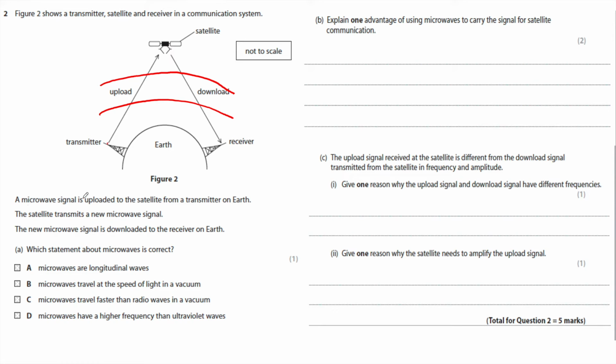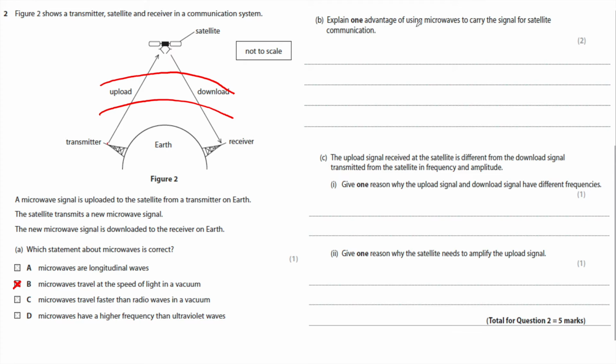So a microwave signal is uploaded to the satellite from a transmitter on Earth. The satellite transmits a new microwave signal. The new microwave signal is downloaded to the receiver on Earth. Which statement about microwaves is correct? Well, microwaves are transverse, not longitudinal, so that's wrong. Microwaves travel at the speed of light in a vacuum. They do because they're electromagnetic waves. All of them travel at the speed of light. So it is that one.